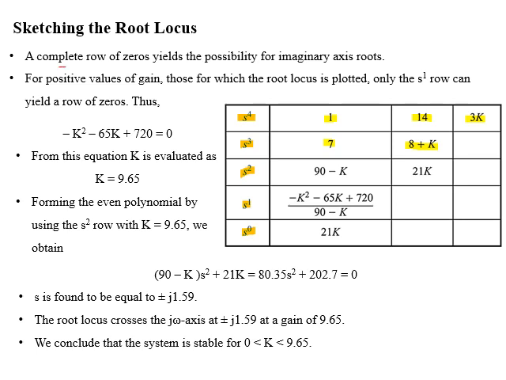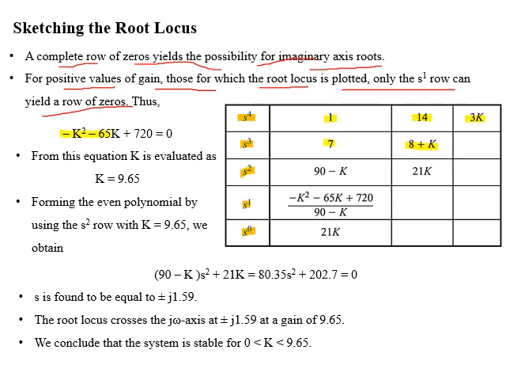Students, here we are finding the value of gain k for which we will have poles of the system on the imaginary axis, and we have to find the value of frequency. Now poles will lie on the imaginary axis if we have a complete row of 0. And for positive values of gain k, for which root locus will be plotted, only the S1 row can give us a row of zeros.